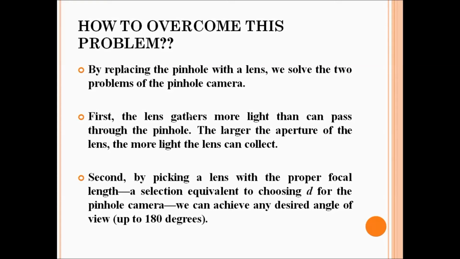By picking a lens with a proper focal length, and here focal length is very important, you should be very careful while picking it. The selection is equivalent to choosing d for the pinhole camera. So you can achieve an angle of view up to 180 degrees if you use a lens for a pinhole camera. And one more important thing, remember this: the image generated on the film plane of a pinhole camera is always inverted. What is the meaning of inverted? You are going to get a reverse image on the film plane. This is very important. The image is inverted in a pinhole camera.